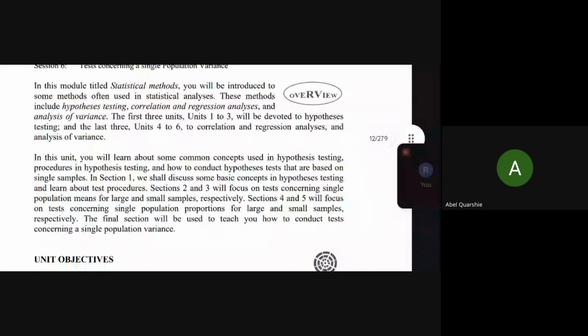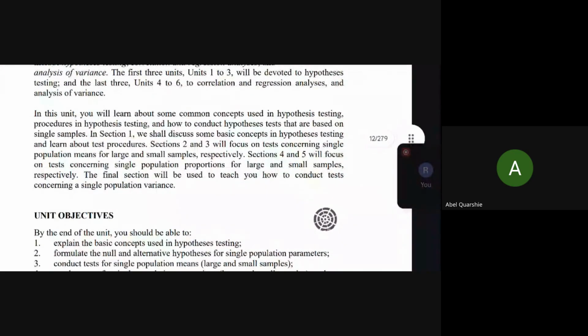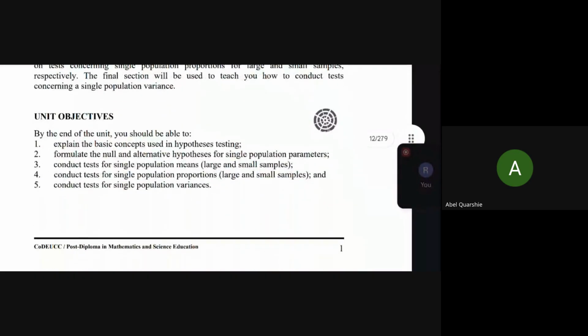What goes into the first 3 units? Units 1 to 3 will be devoted to hypothesis testing. And the last 3 units, that is Units 4 to 6, will be devoted to correlation and regression analysis and analysis of variance. In this unit, you are also going to learn about some common concepts that are used in hypothesis testing, procedures in hypothesis testing, and how to conduct hypothesis tests that are based on simple samples. So that is what basically we are going to look at.